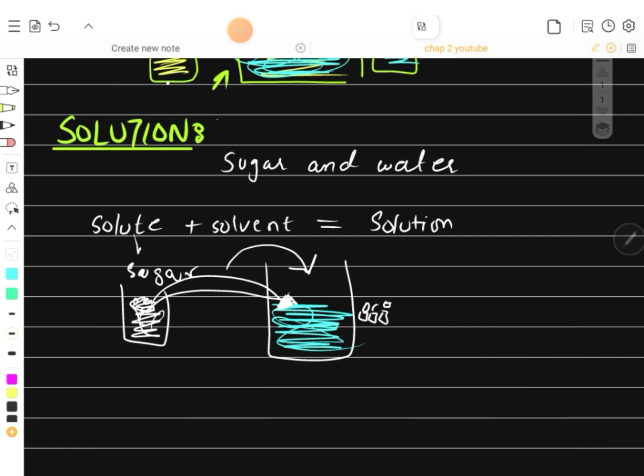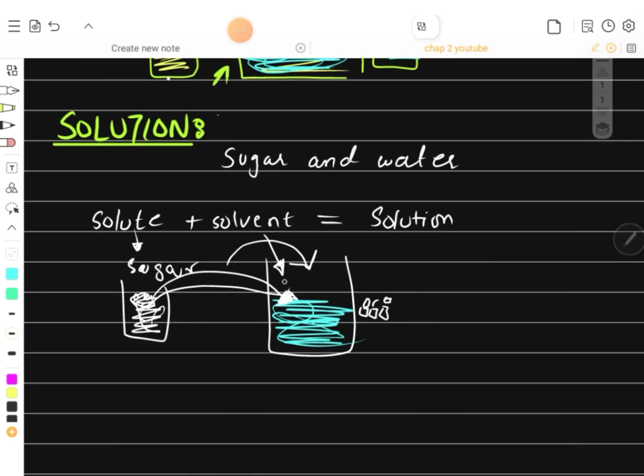A solute is a substance which gets added to something and dissolves in it. And a solvent is a substance in which the solute dissolves, and the combination of these two makes a solution.